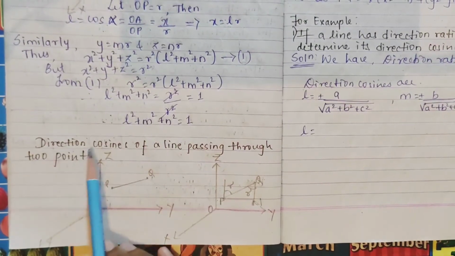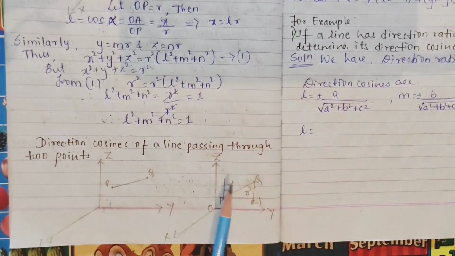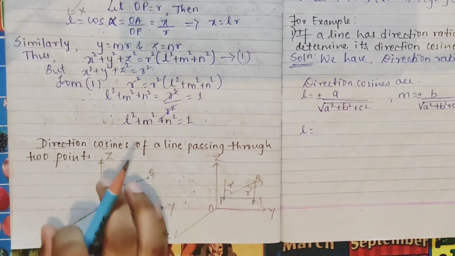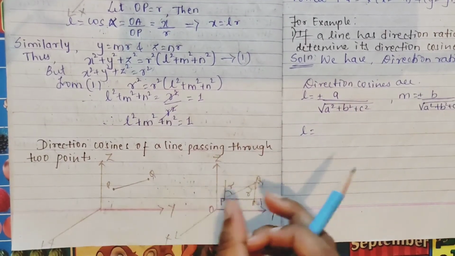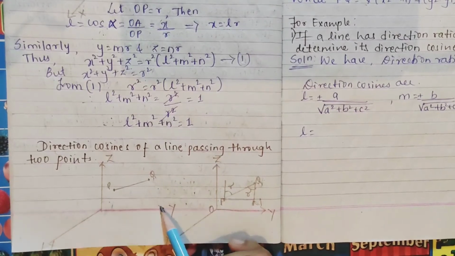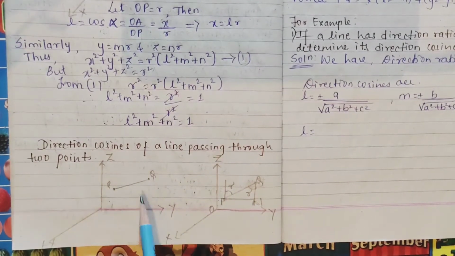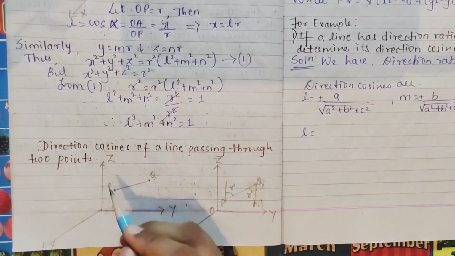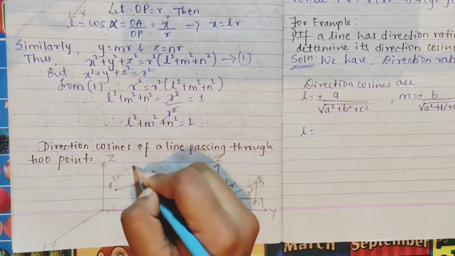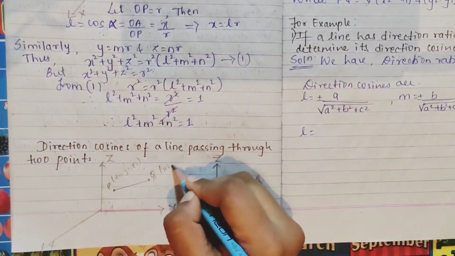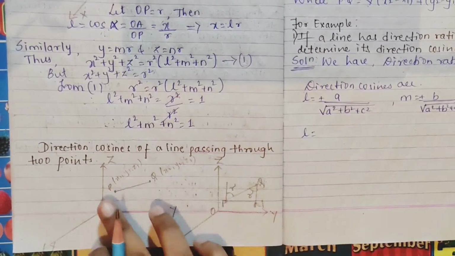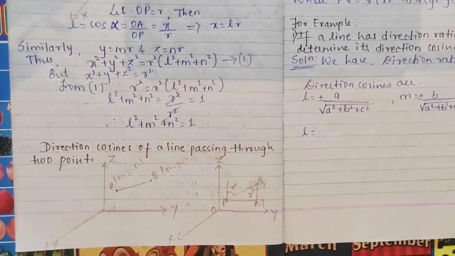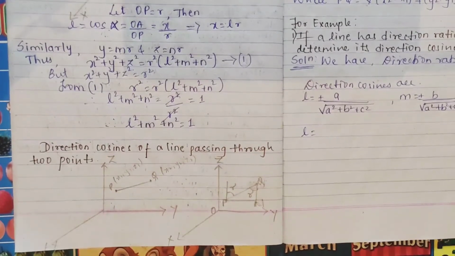Next is the direction cosines of a line passing through 2 points, right? Passing through 2 points. Here I've taken the same figure, shortly again. You have drawn your 3-dimensional x-axis, y-axis, z-axis. We have taken 2 points, P you can take as x1, y1, z1, and Q will be x2, y2, z2. So we have taken a line. Its direction cosines will be what? L, M, N itself, same, right? Cos alpha, cos beta, cos gamma.